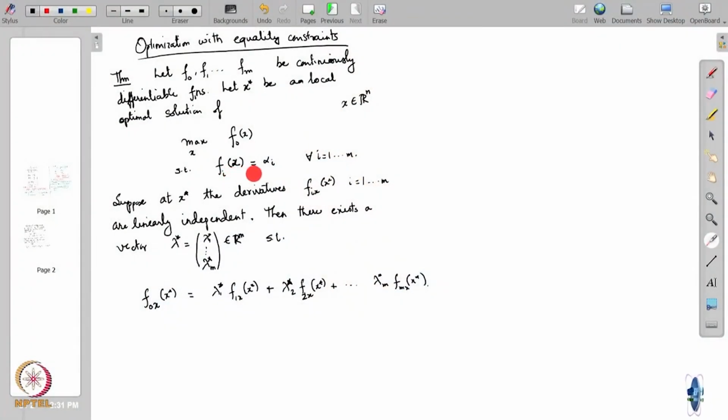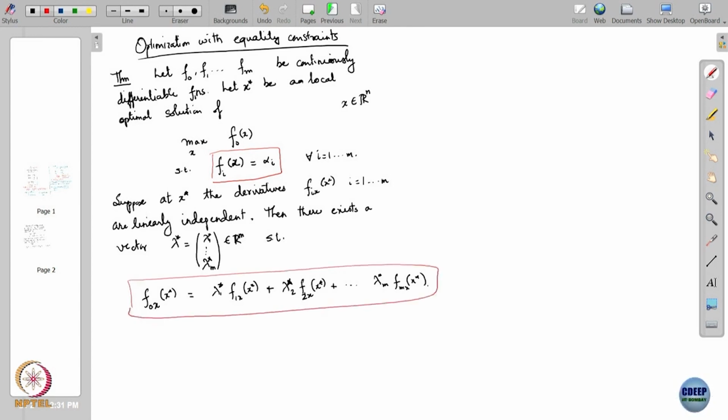The other equations, there are m additional equations, which come from the fact that x star must be feasible for the optimization problem. So, f_i of x star should be equal to alpha_i for all i. That gives you additionally m equations. All of these put together help you solve the optimization problem. So, there are n plus m equations in n plus m unknowns.